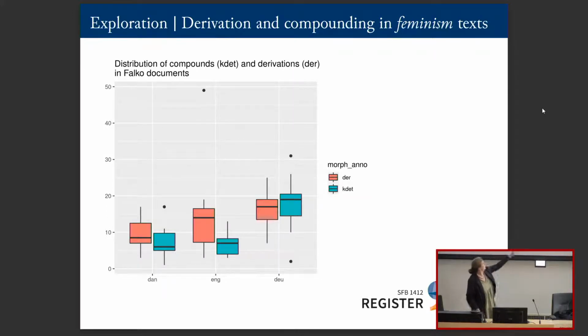You find the L1 speakers, and then speakers with English as their L1, and speakers with Danish as their L1. I chose those groups because those are the largest groups that we have with the homogeneous L1. And you see some differences, and you see that the English and the Danish, and in general, we see that they use fewer derivations and fewer compounds than the L1 speakers.